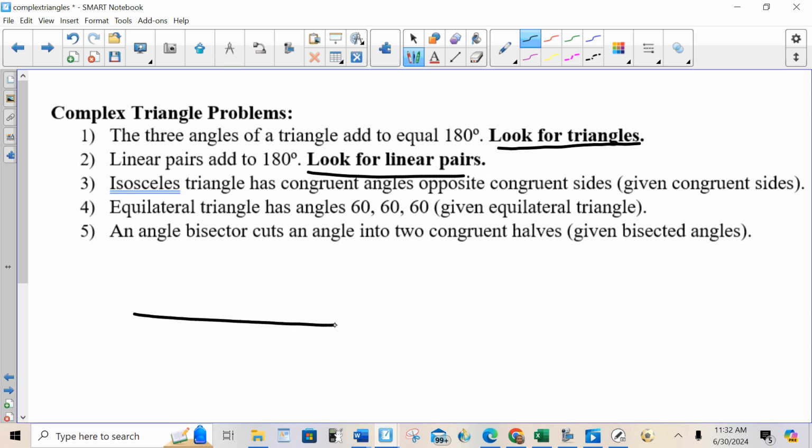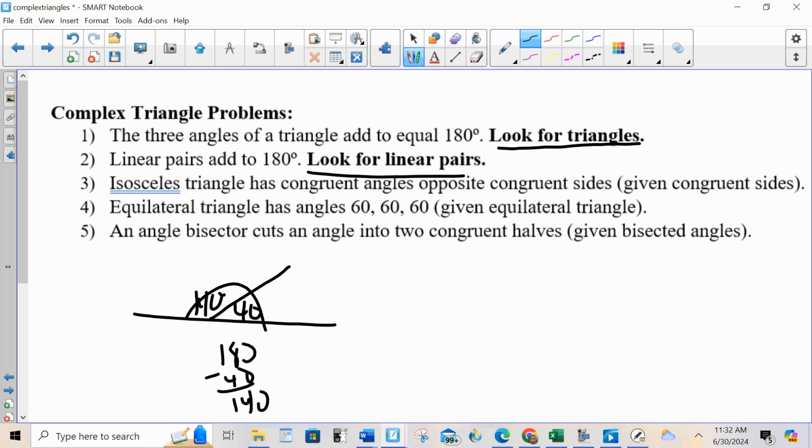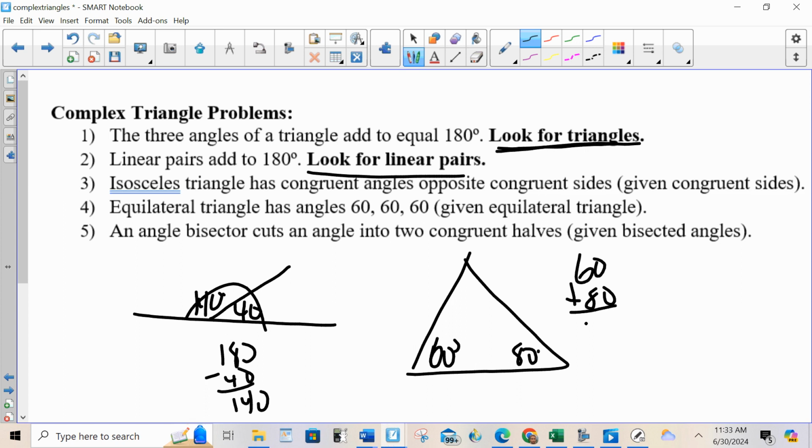Linear pair is a straight line that's cut. Once I know one of the angles, I subtract from 180 to find the other. For example, if this is 40, I do 180 minus 40 to come up with the other one. Angles of a triangle, let's say that this is 60 and this is 80, to find the third, I add them up and subtract from 180.